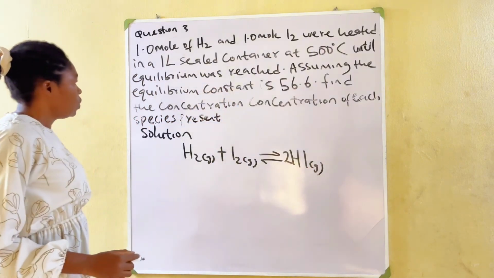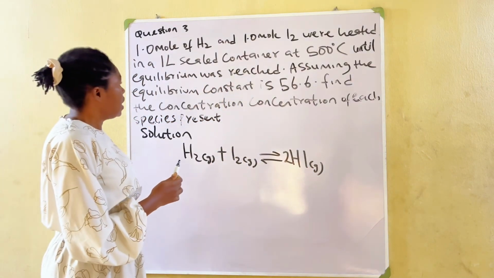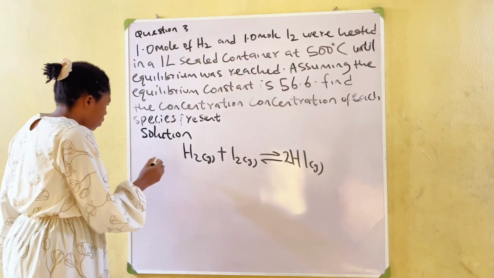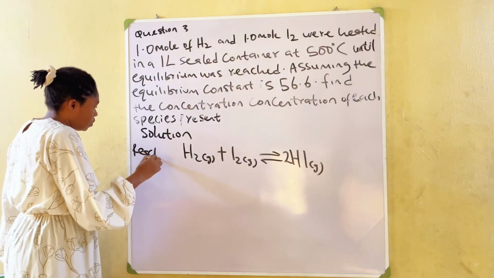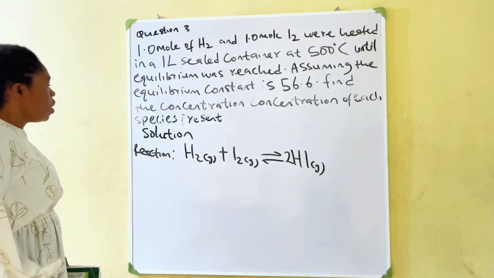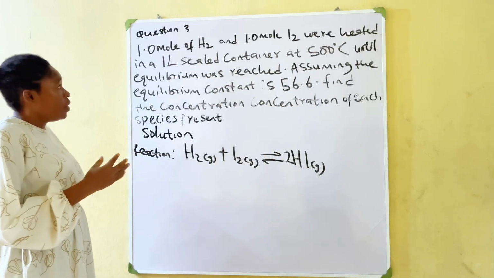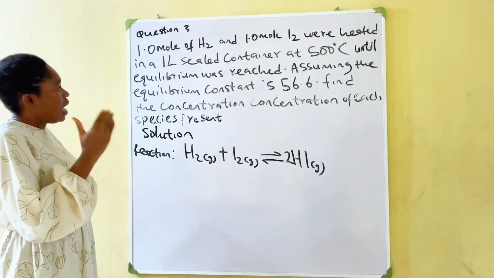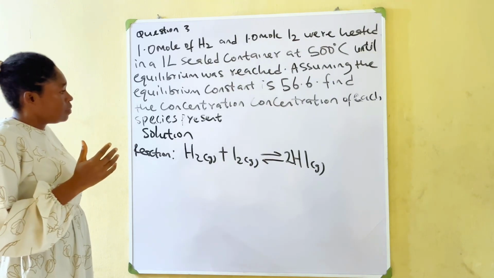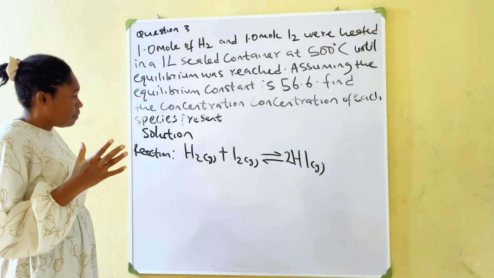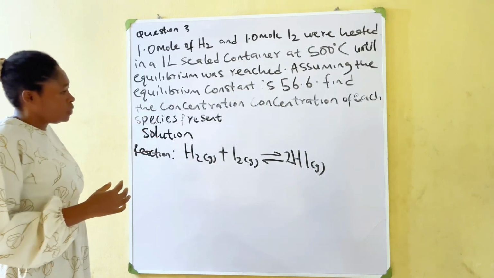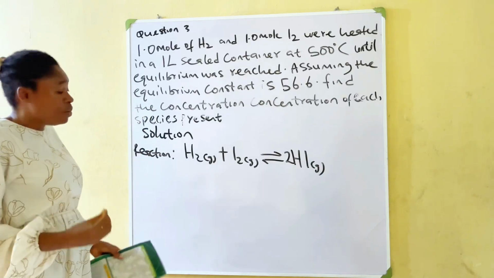Right. So the equilibrium constant for this reaction is what? 56. Alright, so this is the reaction. Like I said earlier, we already know the amount of hydrogen and iodine present at the initial time, but we don't know the amount that reacted at equilibrium.